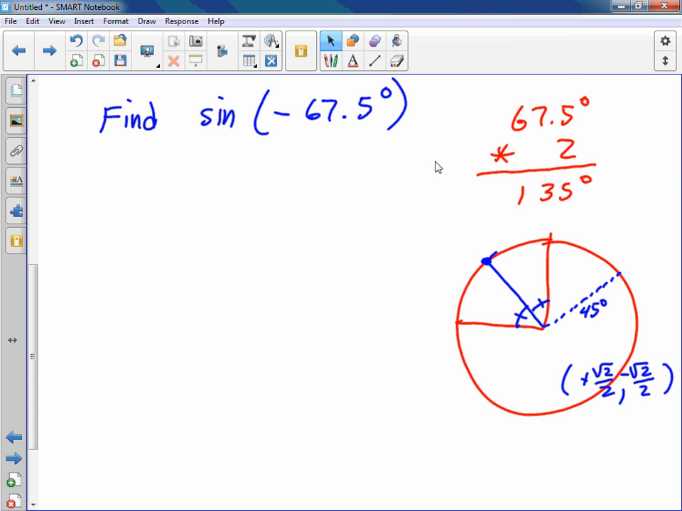We can move this angle down here if you want to. You get it. You can even move that point. Not a big deal. Okay. Square root of 2 over 2. So let's check this out.